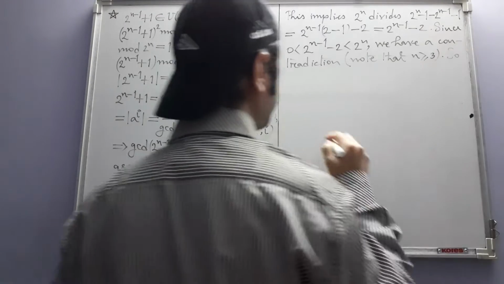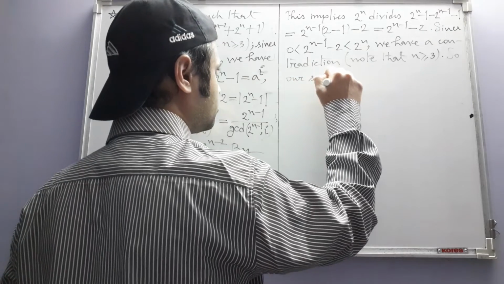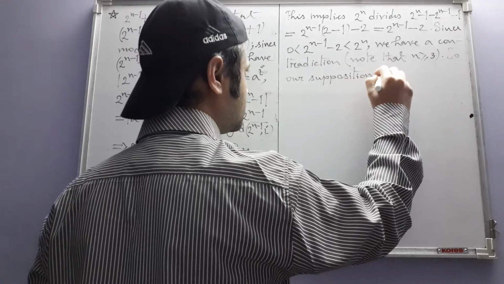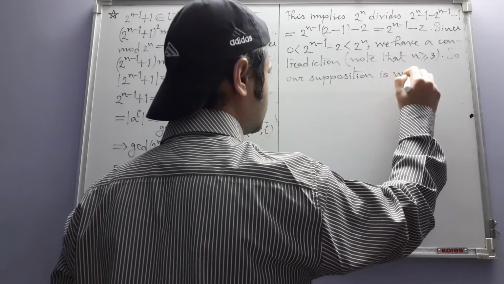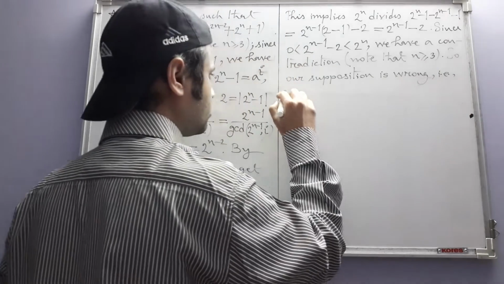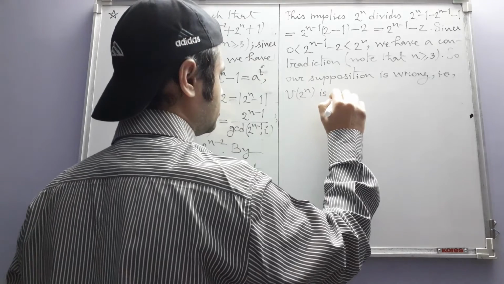So, our supposition is wrong. That is, U to the power n is not cyclic.